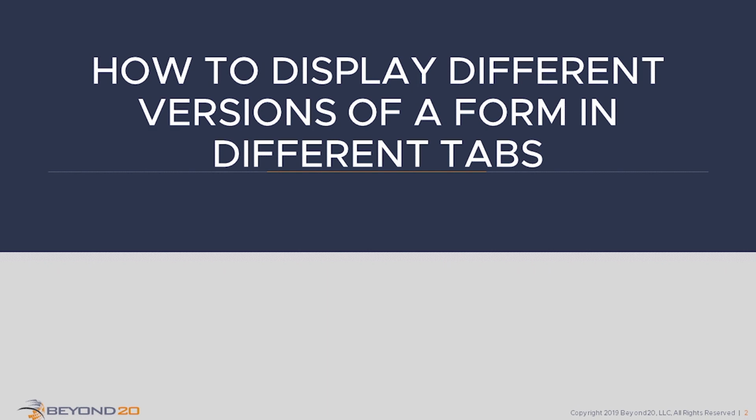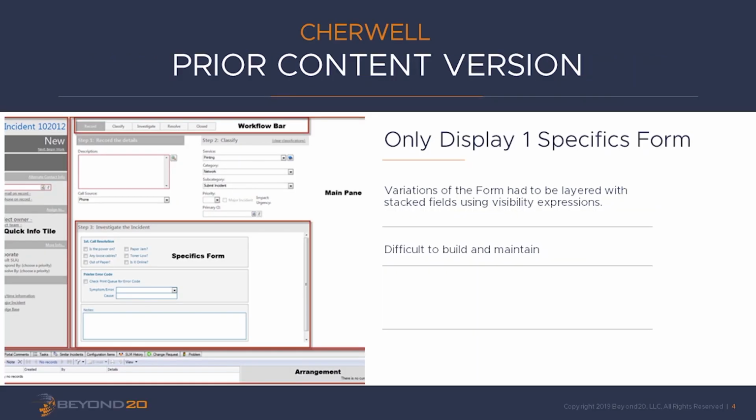In all prior versions of Cherwell, if you wanted to have multiple versions of a form, say a specifics form for onboarding, where you display different data fields based on visibility expressions, you may have used layering on your form, where the fields were literally stacked on top of each other with each field layer having a different visibility expression.